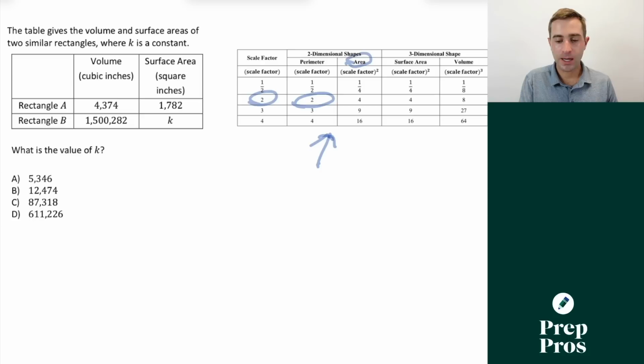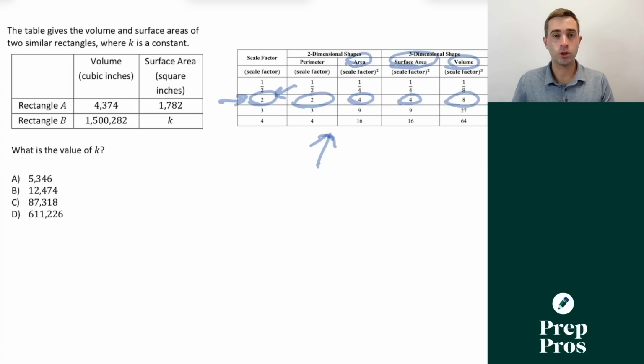Now, area and surface area are in squared units, so this gives you a really easy way of remembering your scale factor relationships. If your side lengths are 2 times as long, your area multiple is going to be 4 times as great. It's going to be that scale factor squared. And with volume, since it's in cubic units, it's going to be your scale factor cubed. So if our side lengths are 2 times as long, the volume of the larger shape is going to be 8 times larger.